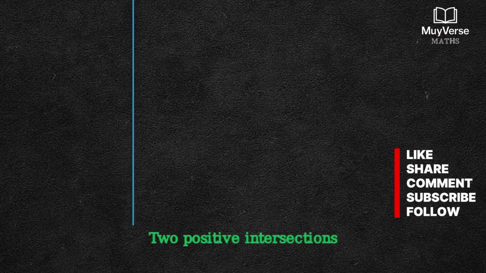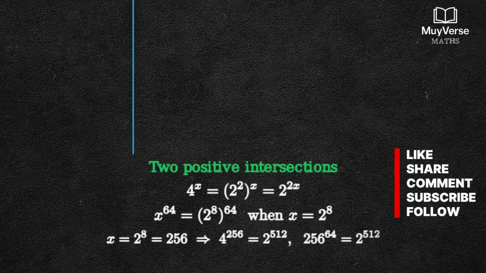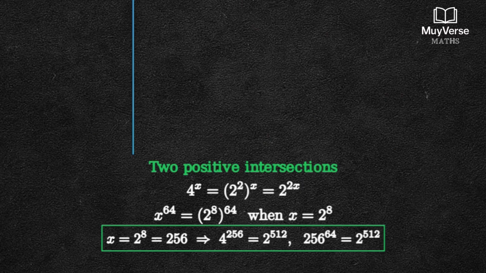Step 4. Why exactly 256? Because 4^x is 2^(2x), and x^64 equals 2^(8 times 64) when x equals 2^8. Set x equal to 2^8, which is 256. We get 2^512 on both sides. Exact equality.